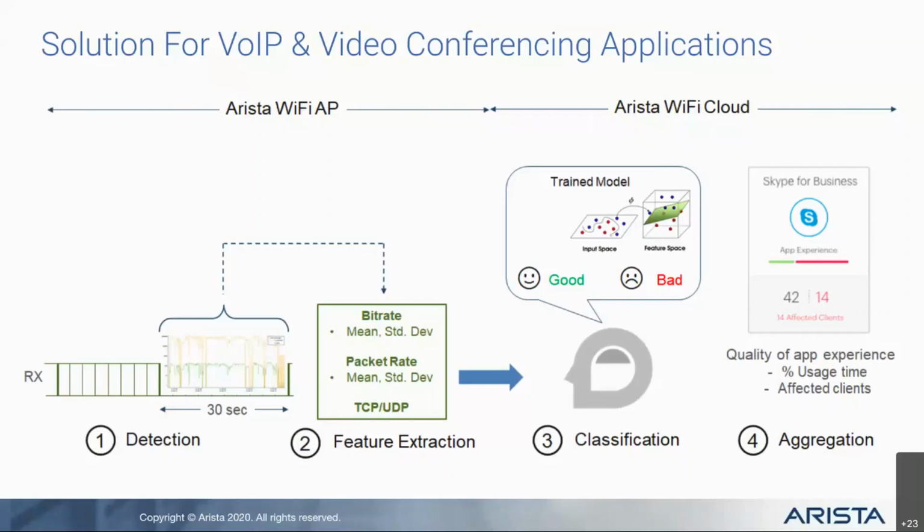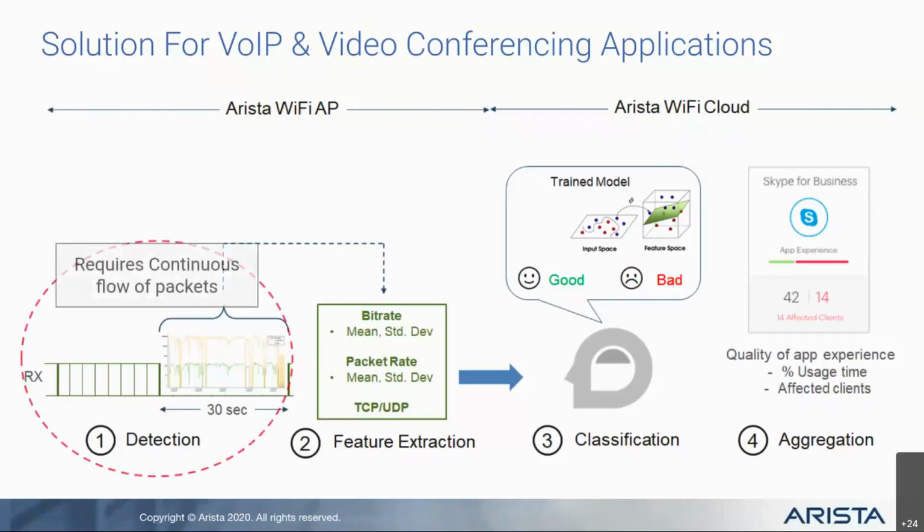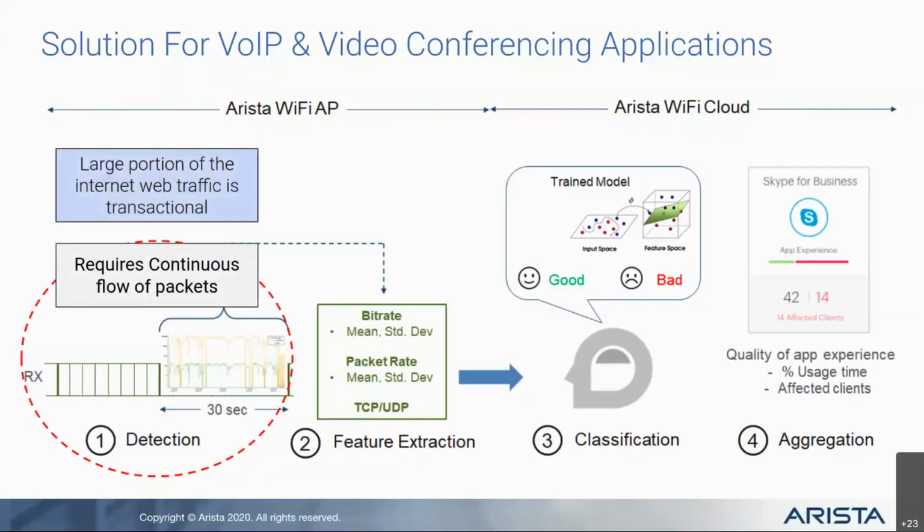This solution could not be expanded to support other applications. It only supported VoIP and video conferencing applications. The major limitation there was that it required a continuous flow of packets. And if you look at the highest volume of traffic on the internet today, it is web-based. And web traffic is bursty in nature. So bitrate and packet rate will not give much information about that particular application. This calls for designing a new method to estimate the quality of experience of web-based applications.